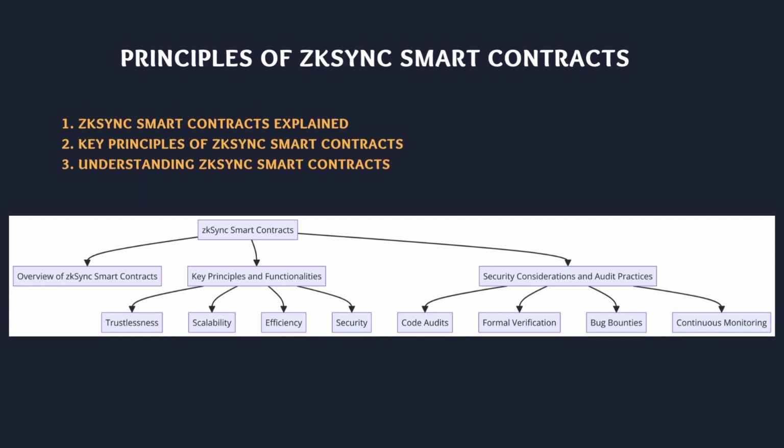3. Efficiency. By aggregating transactions off-chain, zkSync smart contracts improve efficiency. Users benefit from faster transaction times and lower fees, making the system more practical for everyday use.